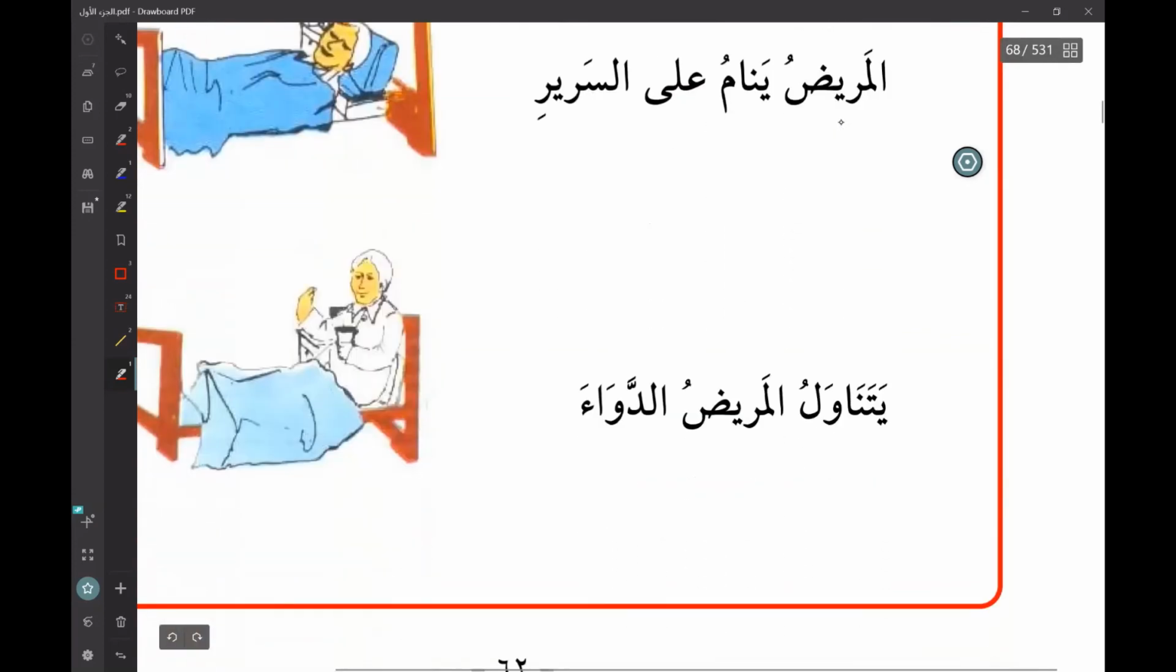جيد. So now we have يتناول. Here again we're bringing the verb before. يتناول المريض الدواء. So the patient is taking the medicine. يتناول means what? To take.